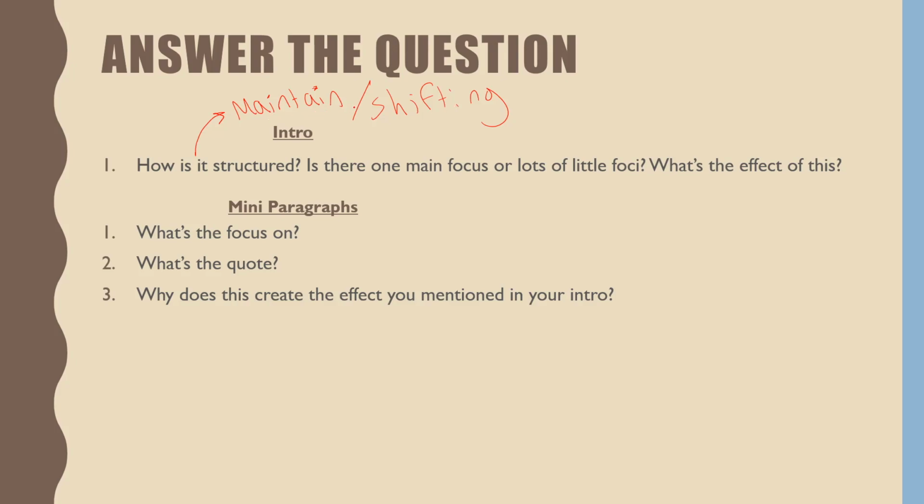So is the focus on sympathy for Shmuel all the way through? Or does the shifting focus change from Shmuel's sympathy to Bruno's sympathy? Or does it shift from setting to describing the soldiers and then to Shmuel? What is the shifting focus? And then, is there one or are there lots of little foci?